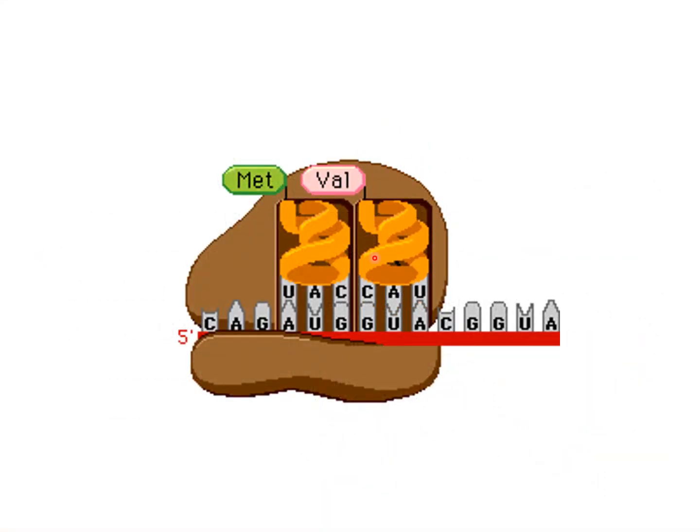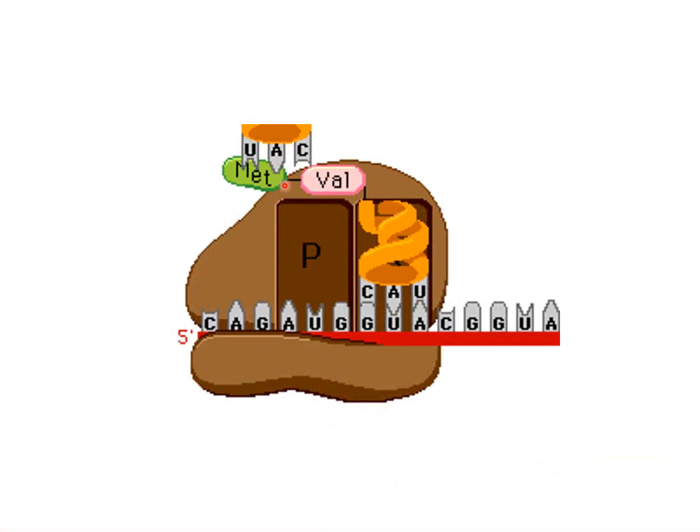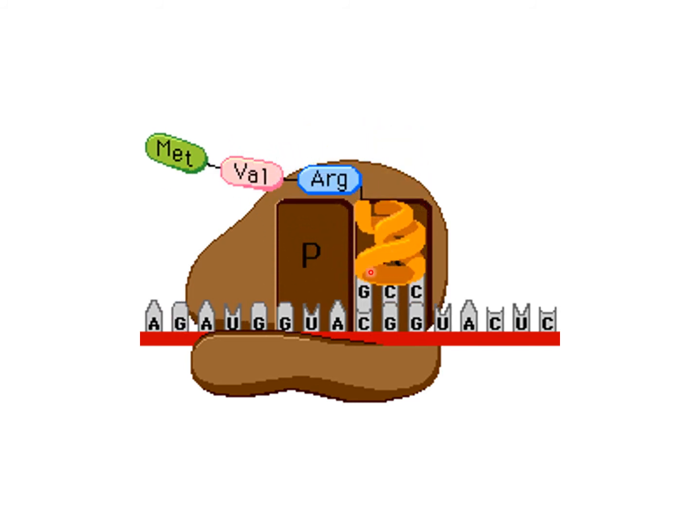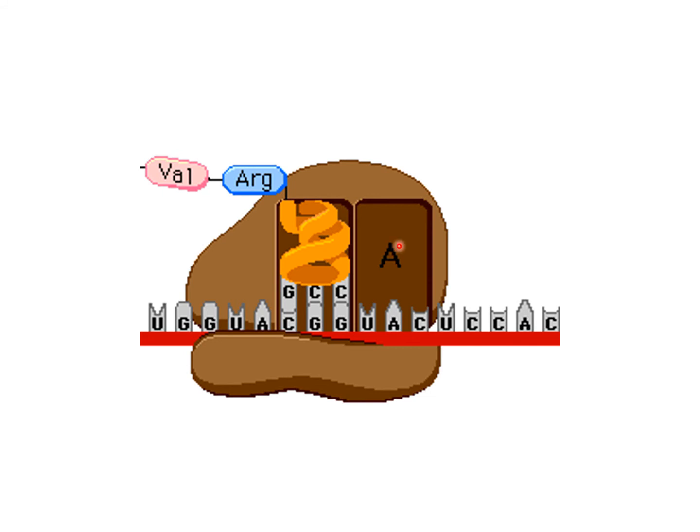Here's the next step. Here's that incoming. We create the bond and we shift it over. Incoming, create the bond, shift it over. Incoming, create the bond, shift it over. But we're always shifting the peptide over to the incoming amino acid. We're reading 5' to 3'.